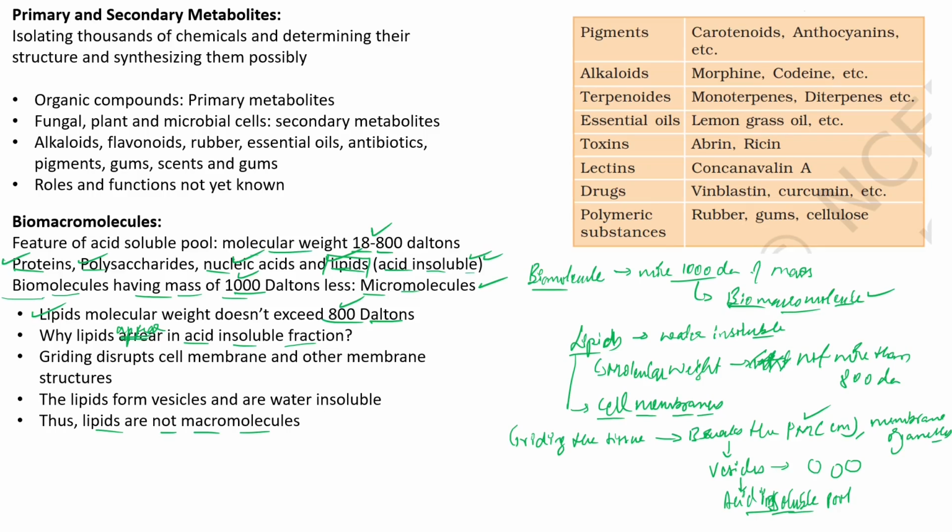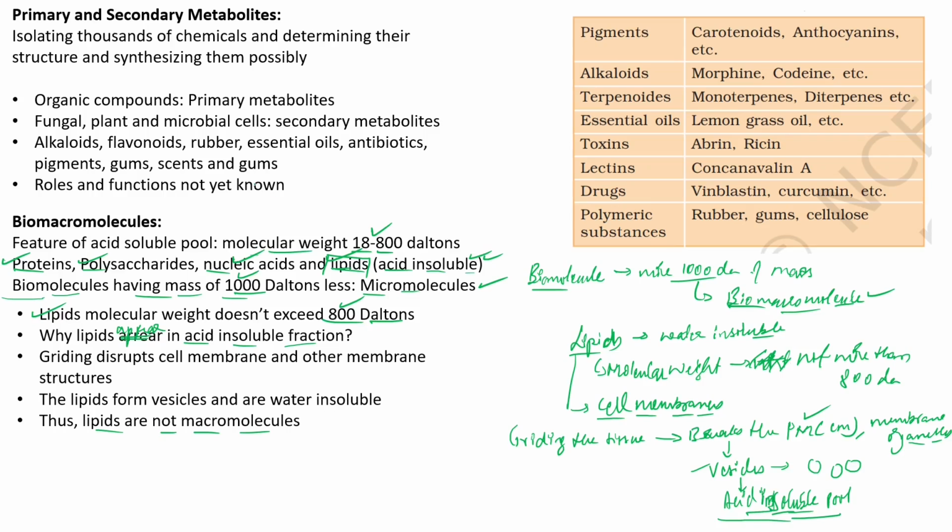So grinding the tissue breaks the plasma membrane and also the membrane constituents of the organelles, and they basically result in the formation of small vesicles. And these vesicles, as they are completely made up of lipids, are water insoluble, and they precipitate or they finally are formed in the acid insoluble pool. Okay, yes, so it is mainly acid insoluble pool.